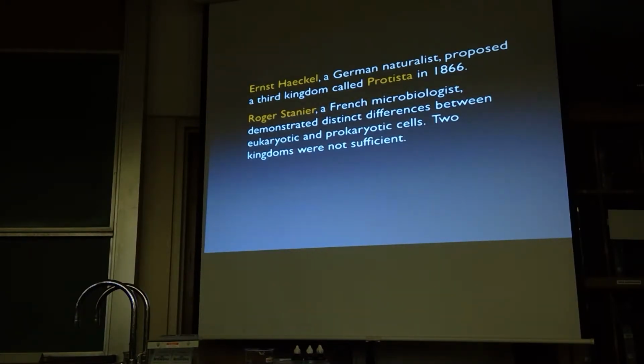Then there was a microbiologist by the name of Roger Stanier. He and his associates were using electron microscopes. And once they started looking at cells with electron microscopes, they noticed something very interesting. Some cells had nuclei and some cells didn't. Electron microscopes allow you to get a really fine view of the internal structures of cells, and they said, wait a minute. We can't just have two kingdoms, Plantae and Animalia. That is not going to work because we've got a bunch of cells over here that have nuclei and another bunch of cells that don't. So there should definitely be more than two kingdoms.